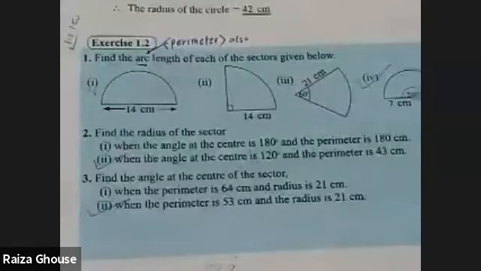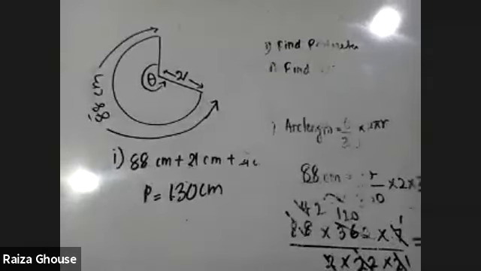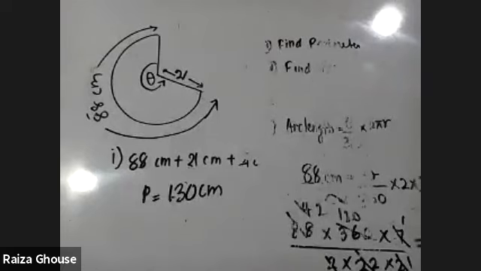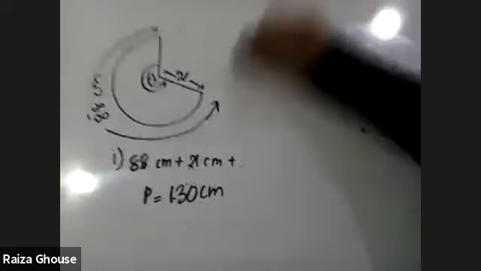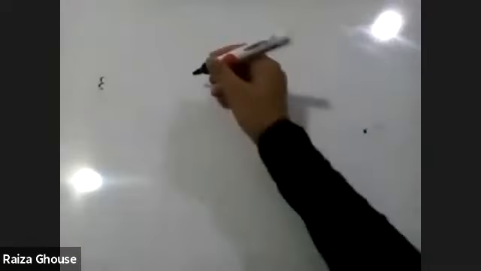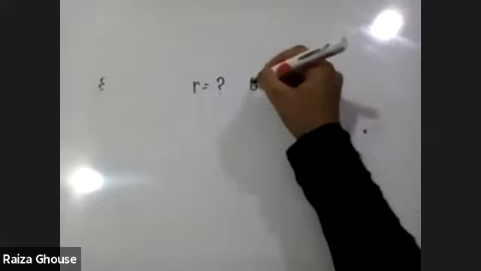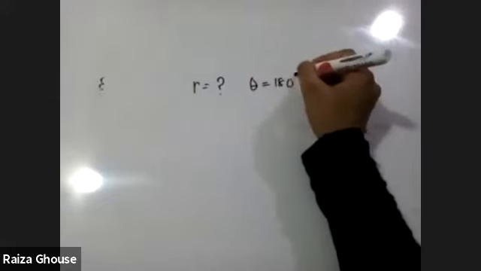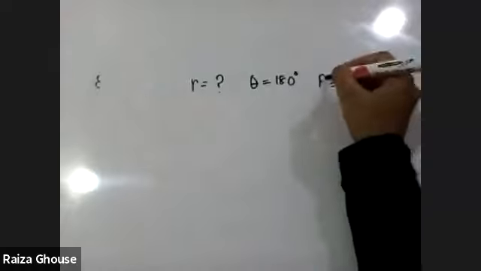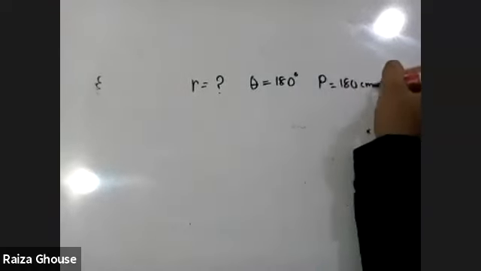Now let's start the question. Second question, Roman number 1. I'm going to start the discussion. Okay, have a look at this one. They have provided us some details. What are the details they have given us? Find the radius. Okay, r should be found. Angle given 180 degrees. Perimeter given 180 centimeters.